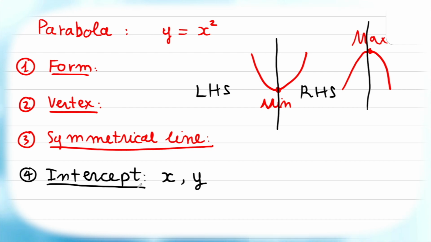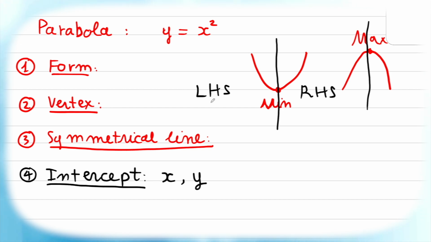The first one, we need to care about the form of the parabola. The vertex of the parabola means the lowest point or the highest point of that parabola. The third one is the symmetrical line. This means that line will divide the parabola into two parts, the left hand side and the right hand side. They will be reflected together through that line. And the last one, we need to care about the intercept, x-intercept or y-intercept, when I want to graph the parabola.